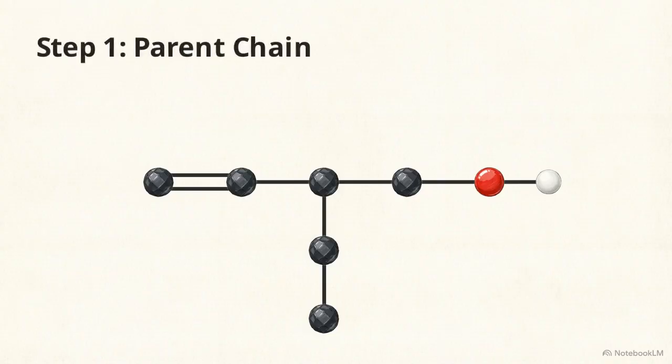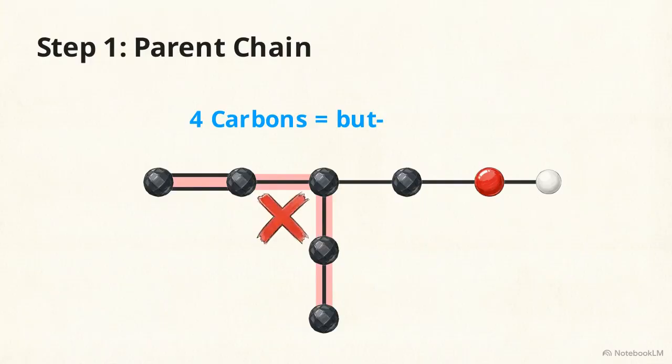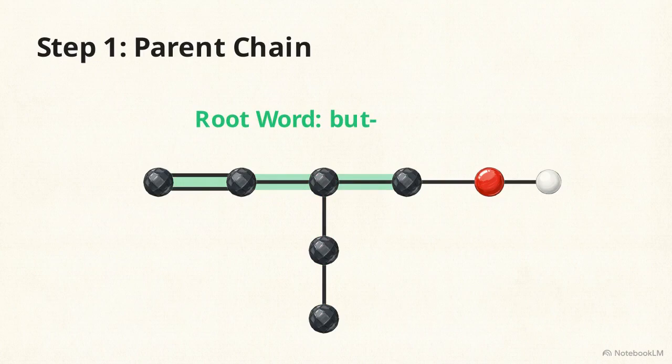Step 1 is identifying the parent chain to find our root word. In this structure, there is a continuous path of 4 carbons, giving us the root "but." It is a common mistake to simply choose the longest carbon chain. The parent chain must include the multiple bonds and principal functional group.